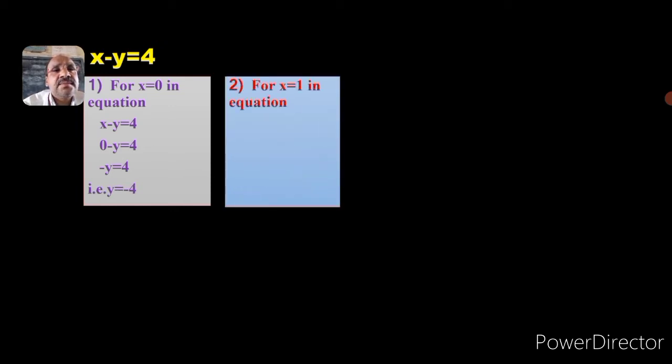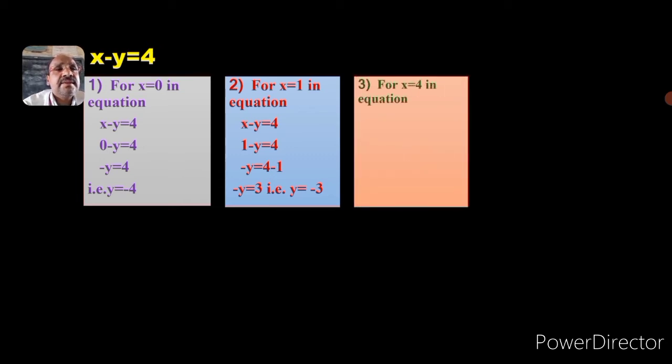Next, for x is equal to 1, in equation x minus y is equal to 4, equation becomes 1 minus y is equal to 4, minus y is equal to 4 minus 1, that is minus y is equal to 3, that means y is equal to minus 3. Another, for x is equal to 4, in equation x minus y is equal to 4, when we put the value of x, equation becomes 4 minus y is equal to 4, minus y is equal to 4 minus 4, minus y is equal to 0, that is y is equal to 0.